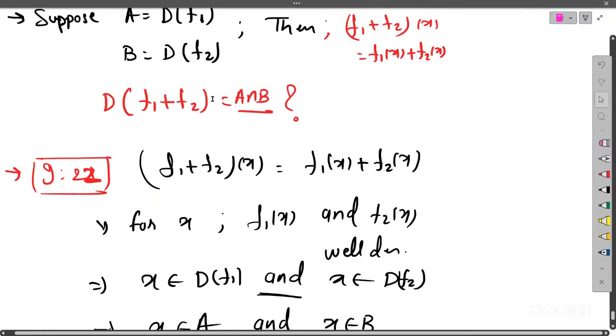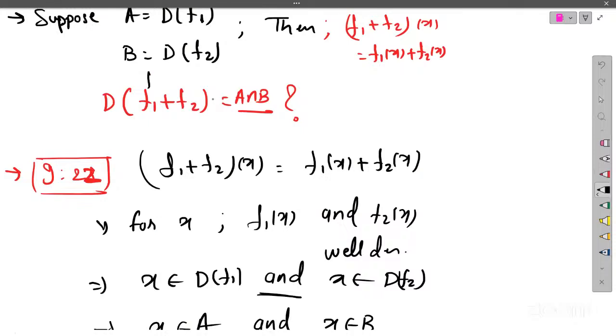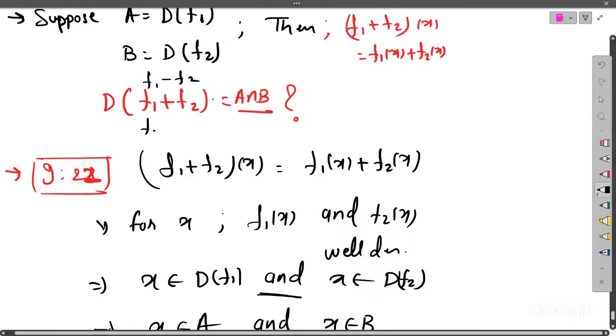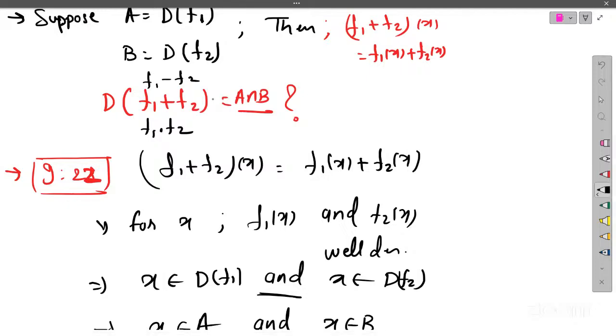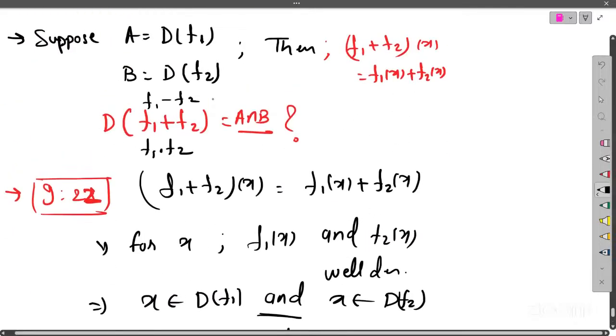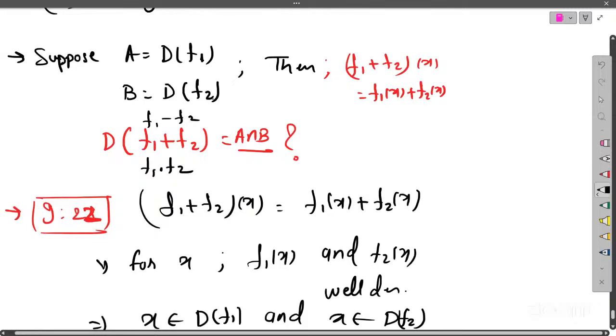And it is true for every other expression. So f1 minus f2 also, f1 into f2 also. For f1 by f2, we have to remove all those points where f2 becomes 0. If you apply the quotient or division, then in that operation we have to remove all those points where f2 becomes 0, because we know that anything upon 0 does not make sense, right? Okay. Is this question clear? Any doubt?